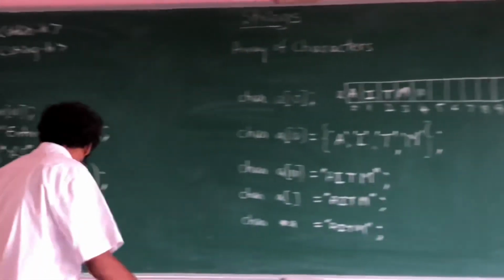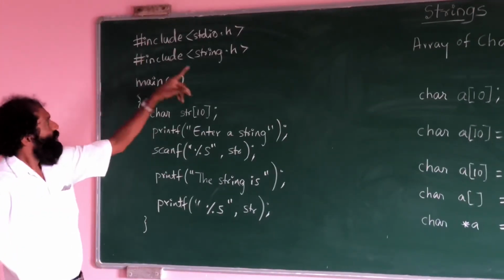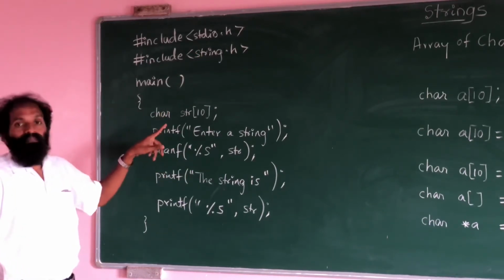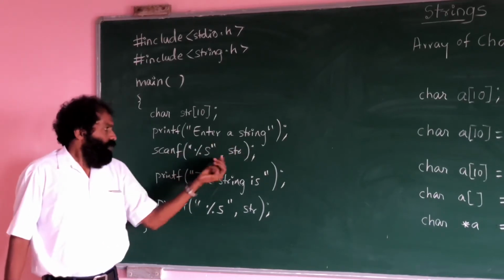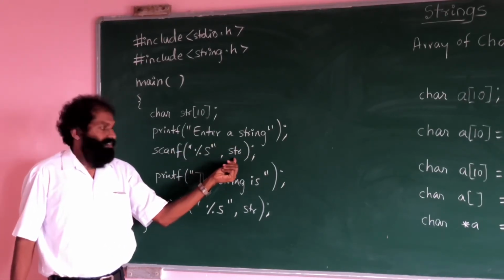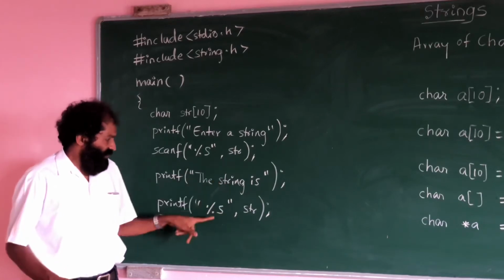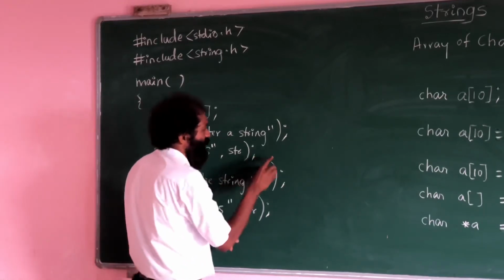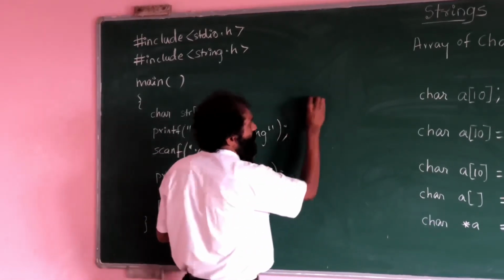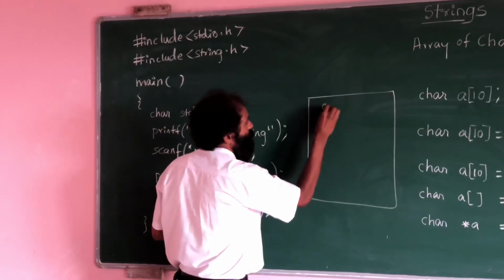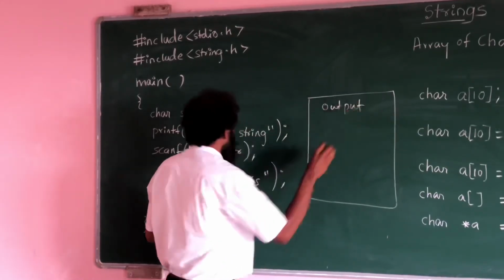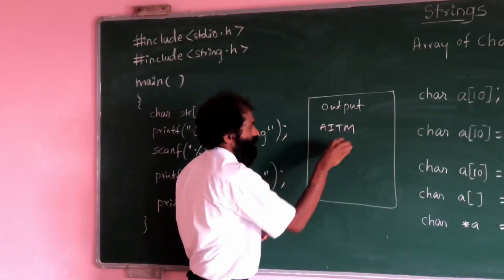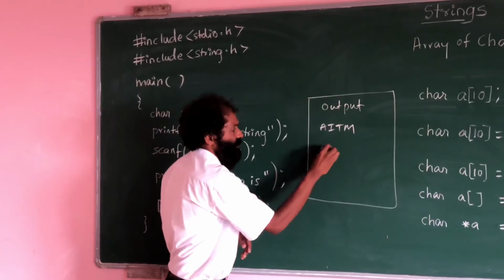So you can see this program here. string.h, because we have used string here. %s. Enter a string, so we have to enter a string. Then whatever string we entered will be displayed on screen. If you enter something like ATM on the output screen, that ATM will be printed on screen.